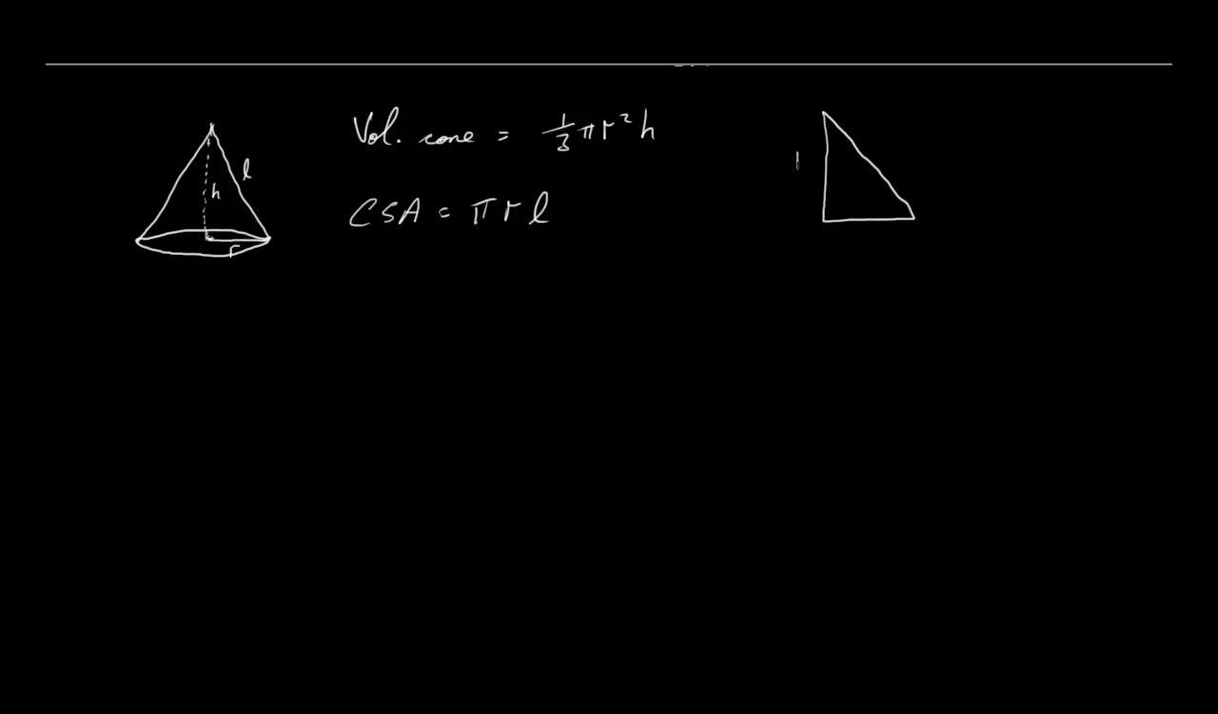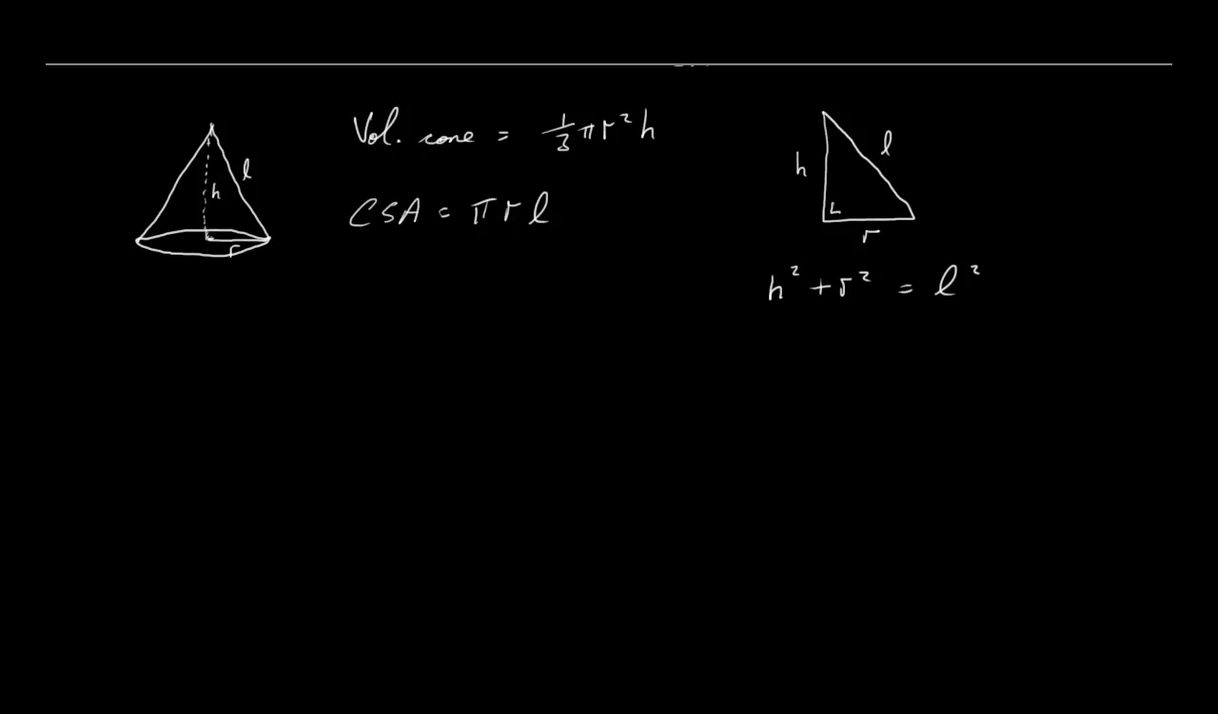So this here is going to be our height, this is our radius, and this is right angled here. If we want to find L, the length here, or if we have L and R and we need to find H, or if we have H and L and we need to find R, we can just use Pythagoras' theorem. So in this case, h squared plus r squared is equal to L squared. This allows us to find any one of these three dimensions given the other two.